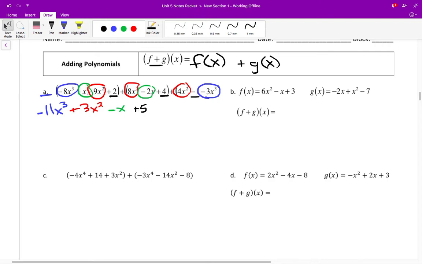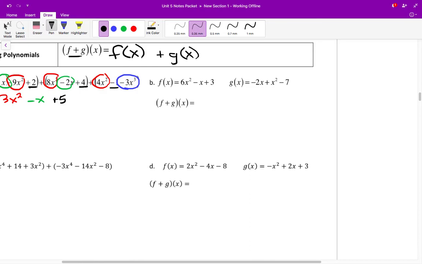Okay, so here's where that notation becomes kind of important, is in part B, where you see that you've got f of x equals 6x squared minus x plus 3, g of x equals negative 2x plus x squared minus 7. And it's asking you to find f plus g of x. So really what it's asking you is to find what f of x plus g of x is. In other words, f of x, if we use substitution, was 6x squared minus x plus 3, plus g of x was negative 2x plus x squared minus 7.